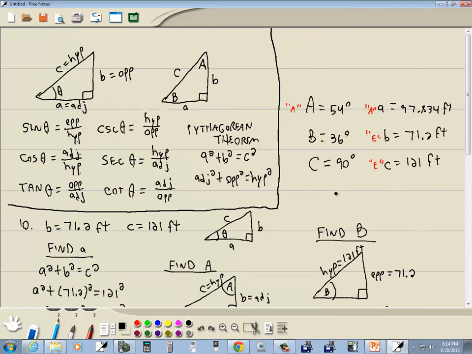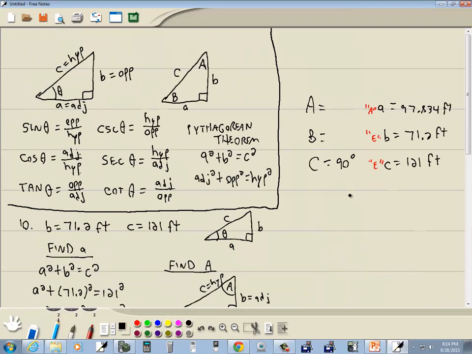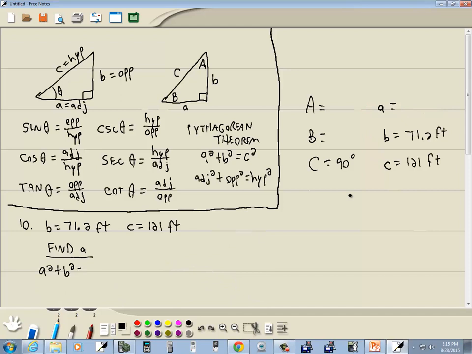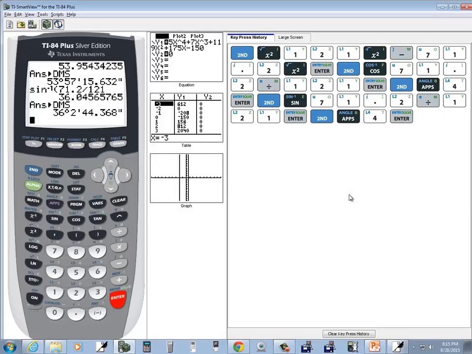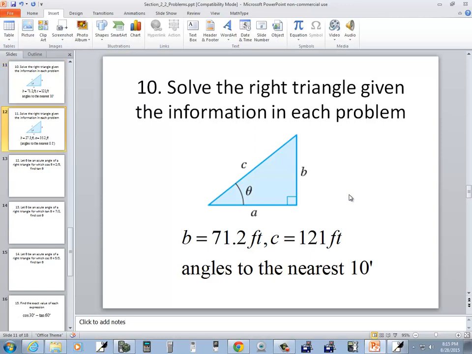Okay. Let me clear out that problem, and then we'll look at number 11. The rest of the problems aren't as long as those. Those get kind of long. There we go. Number 11.